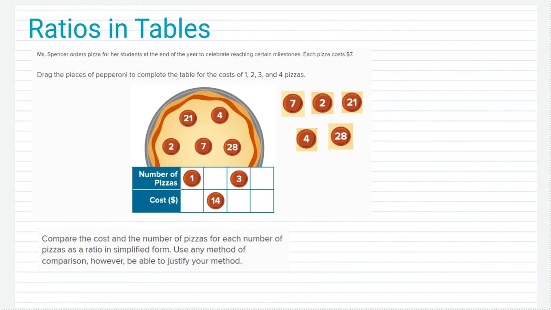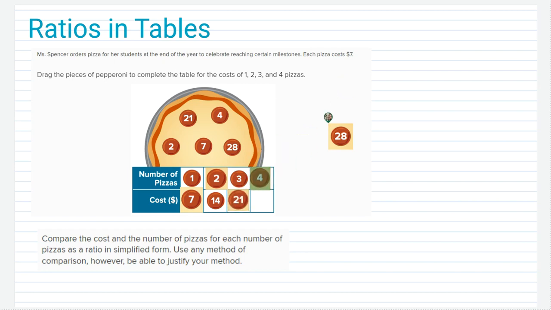So ratios and tables, we're going to take a look at an example just to remind us how these ratios work. In this problem, it says Miss Spencer orders pizza for her students at the end of the year to celebrate reaching a certain milestone. Each pizza costs $7. Drag the pieces of pepperoni to complete the table for the cost of 1, 2, 3, and 4 pizzas. Well, each pizza costs $7, so I'm going to put this 7 underneath the 1 because one pizza costs $7. And then 2 pizzas cost $14 because it's now double the price. To go up to 14, we're doubling the number of pizzas. 3 pizzas is going to cost us $21. And then last but not least would be the 4 and the 28.